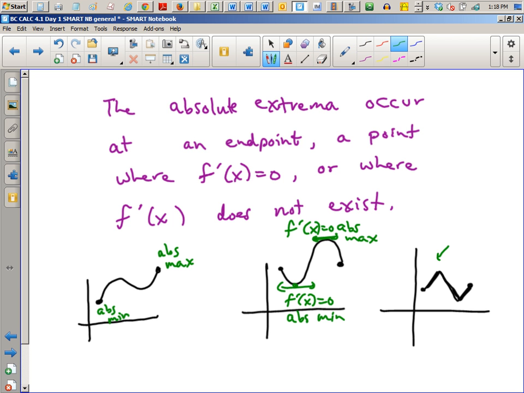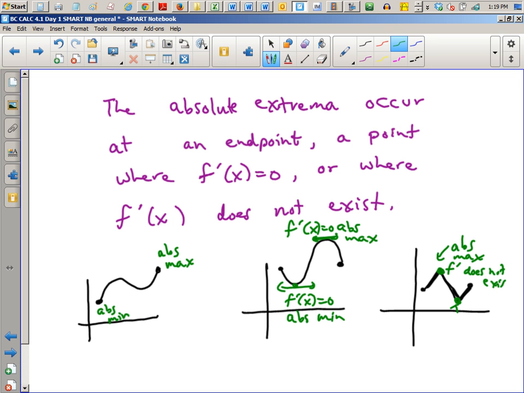The absolute max is this point right here, but it's not because it's an endpoint, and it certainly isn't a horizontal tangent. There's a sharp turn there. The graph just turned sharply and went down. That's why that's the highest point. F prime does not exist.